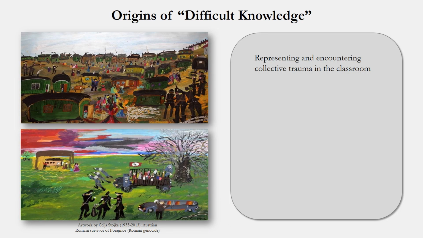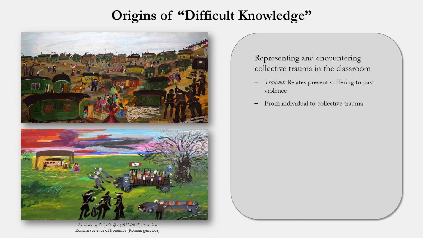The concept of difficult knowledge was originally coined to signify how social traumas are represented in teaching and learning, as well as how individuals encounter such traumas through pedagogy. Trauma is our normal means of relating present suffering to past violence. Trauma is the historical residue of violence. It's not the experience of violence itself, per se, but rather what comes in the wake of that experience. It's very much after the fact.